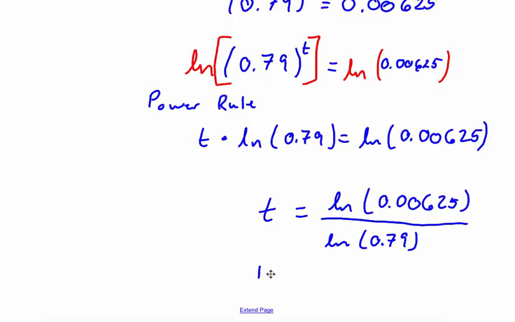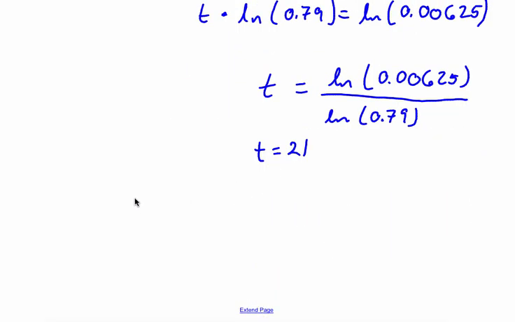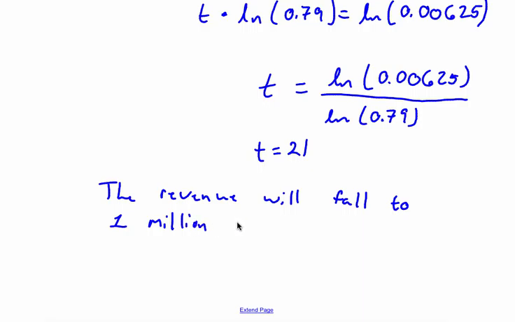So t equals 21. And what does that mean? 21 years since 2000. So we'd say the revenue will fall to $1 million in 2021. Good. So that will probably do it for the question.